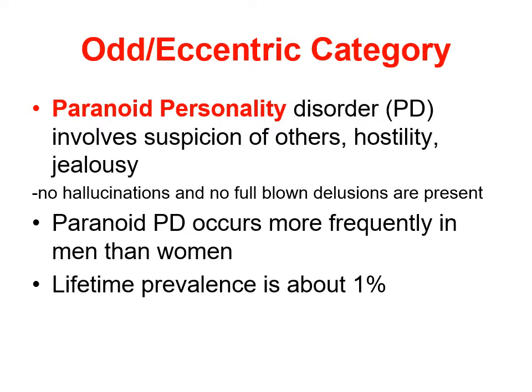In the odd eccentric, which is category A, we will find one example is the paranoid personality disorder. This disorder does not exhibit any kind of hallucinations or any kind of delusions. Paranoid personality disorders occur more frequently in men than women, and their lifetime prevalence is about 1% of the population. In a paranoid disorder, as the name implies, they always are assuming something's out to get them.